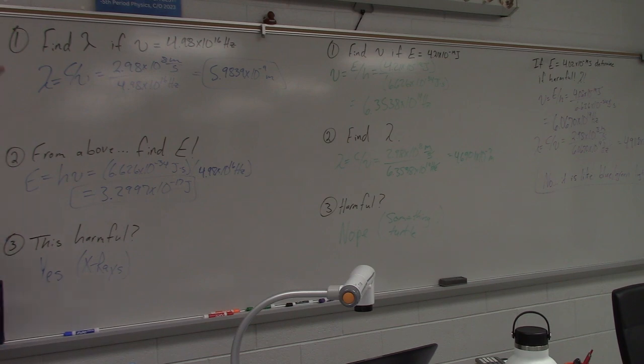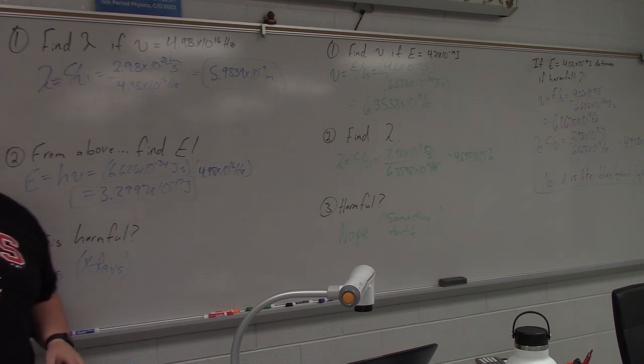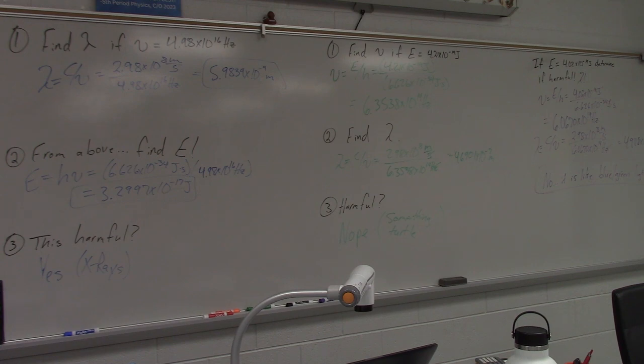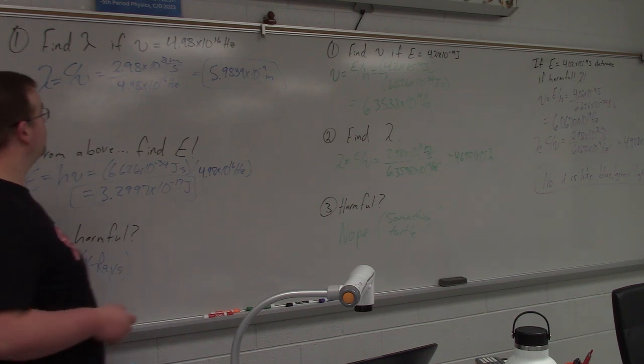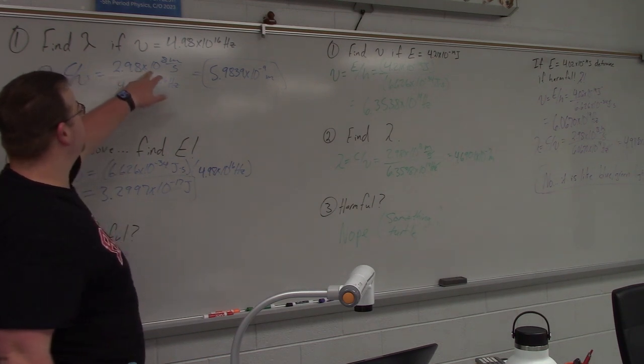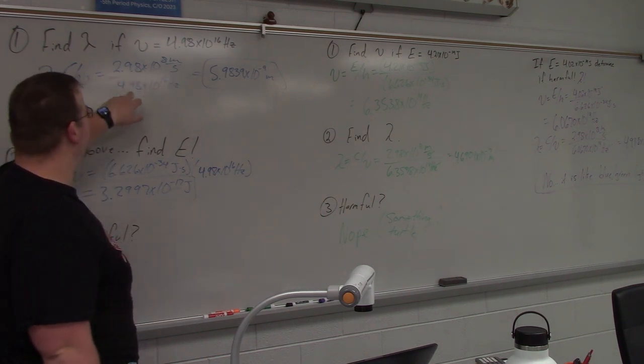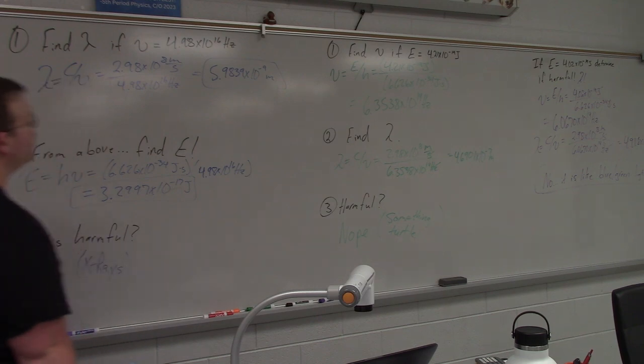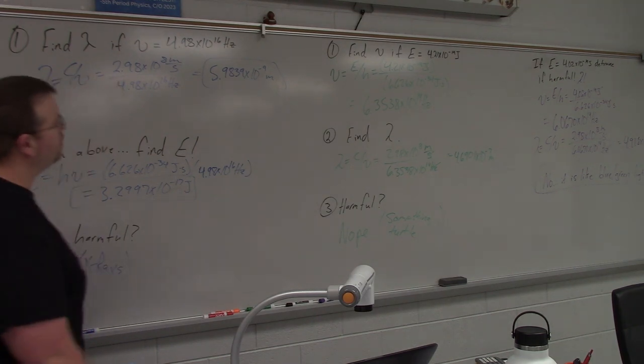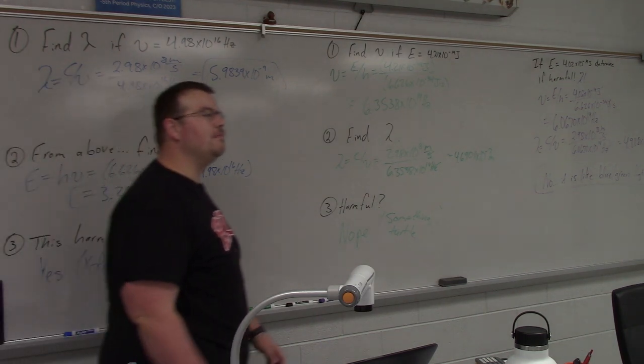First, I want you to find a wavelength if you have the frequency. To do that, you manipulate the speed of light equation to get wavelength equals the speed of light divided by frequency. All I did was algebra there, okay? So, 2.98 times 10 to the 8 meters per second divided by 4.98 times 10 to the 16 hertz gives me 5.9839 times 10 to the negative 9 meters.